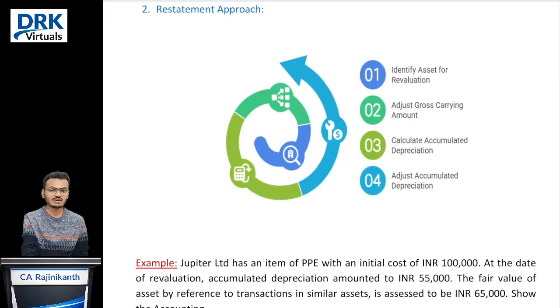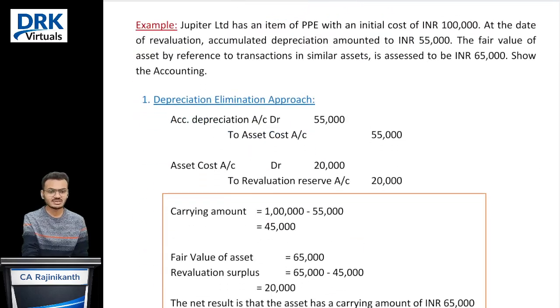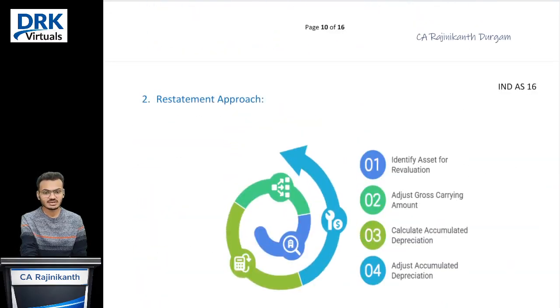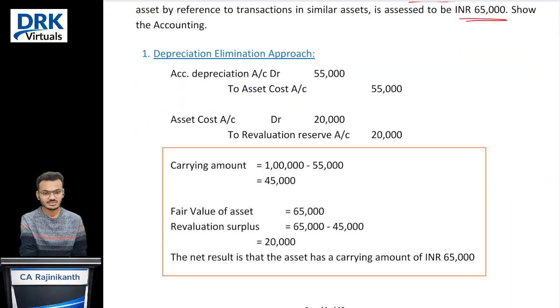If it is the restatement approach, we just calculate the percentage of change, meaning the percentage of that surplus or deficit to the carrying amount. We need to restate our gross carrying amount of the asset and accumulated depreciation to the extent of the percentage we have determined. So let's discuss this with numbers. Here our cost is 1 lakh and accumulated depreciation is 55,000, meaning our carrying amount is 45,000. Fair value is 65,000. Okay, let's write here for easy understanding.